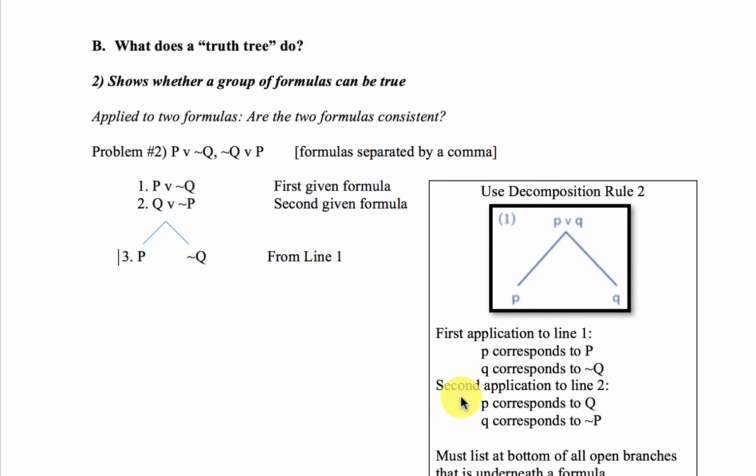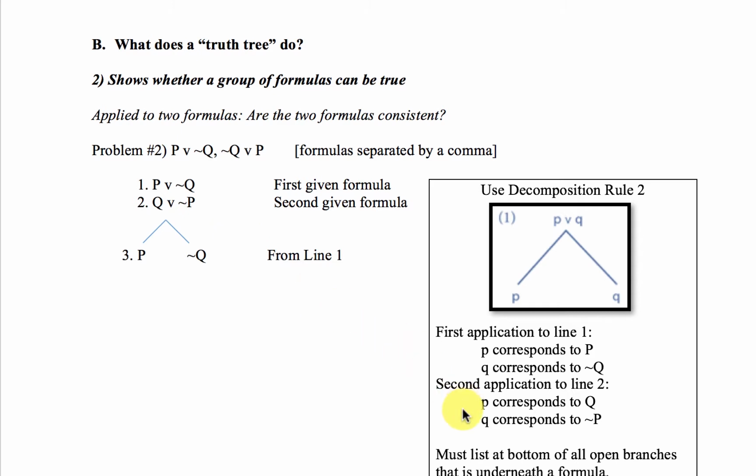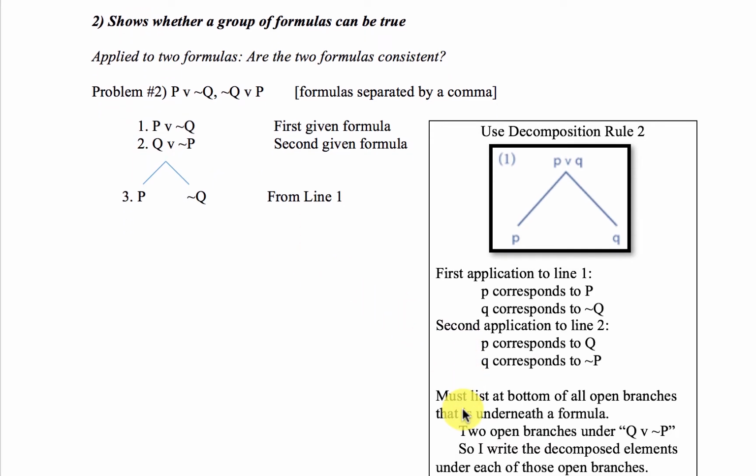Now we need to apply the same decomposition rule to the formula in 2. And here's another important point. This formula is above 2 open branches. So when we apply the decomposition rule to line 2, we actually need to write it under both open branches. We need to write it twice.